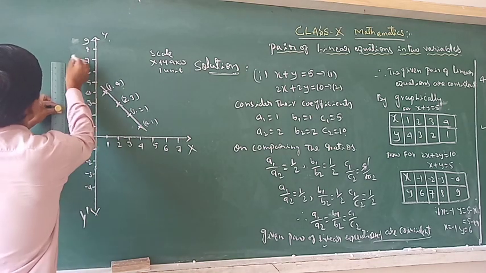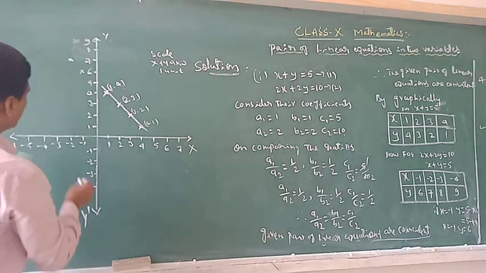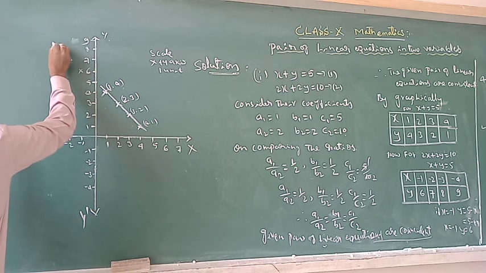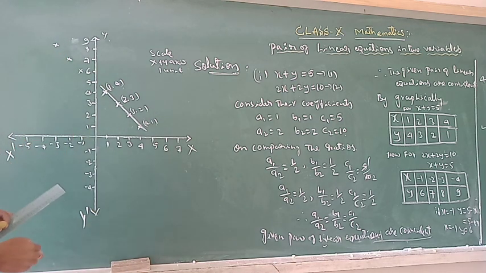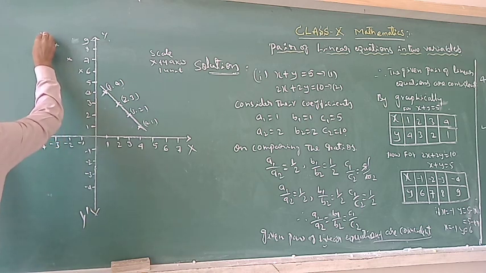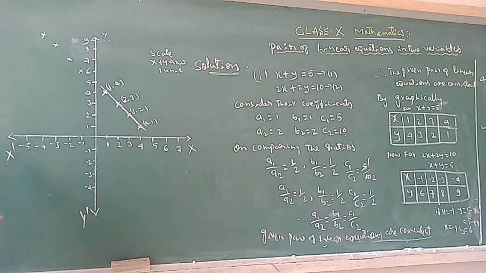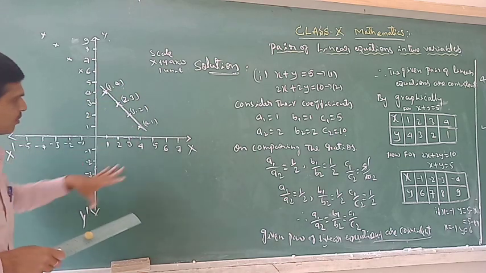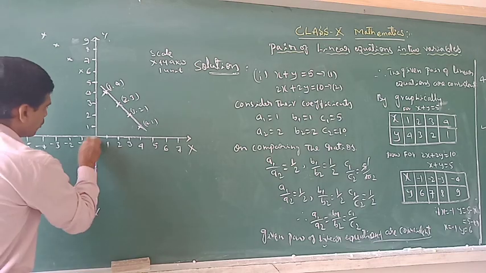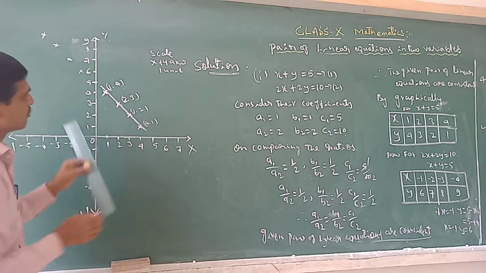Next term, minus 3 to 8. Minus 4 to 9. It comes approximately like this. I just written roughly. So consider it is a graph sheet, with the x and y axes written. It is the origin, in which the plotted points are like this. So the first equation is over.